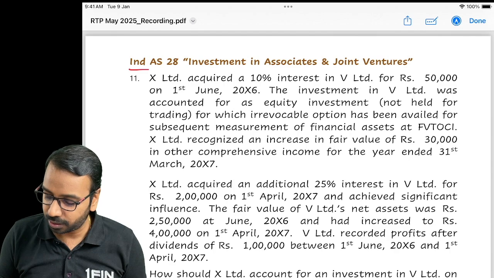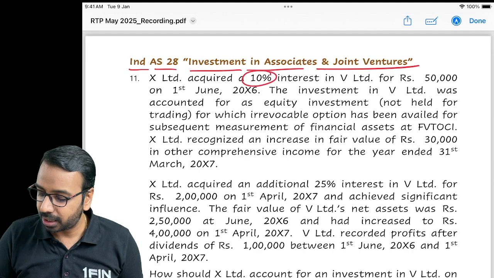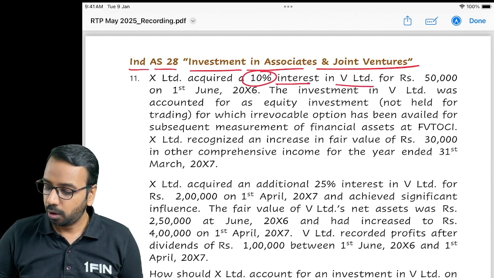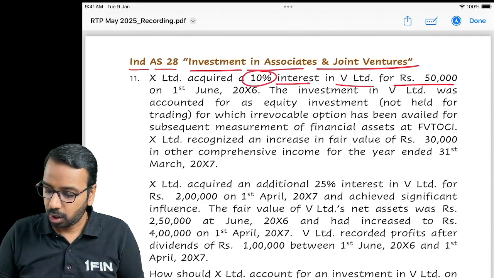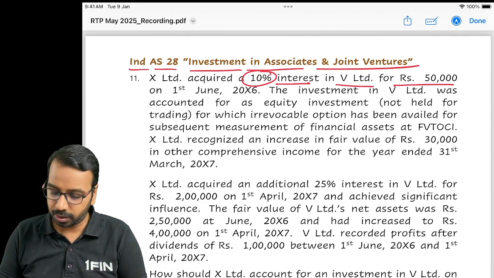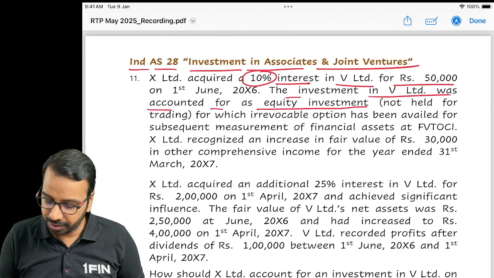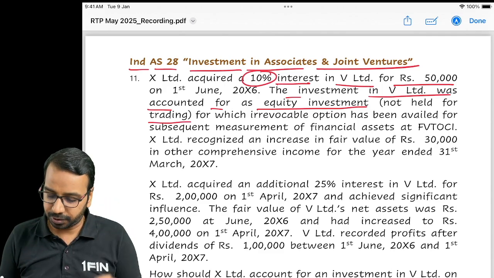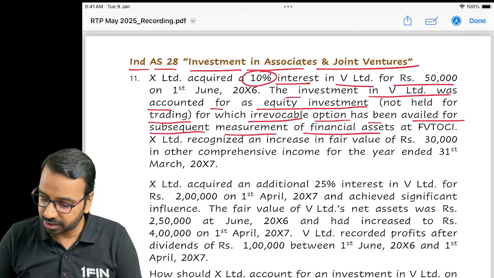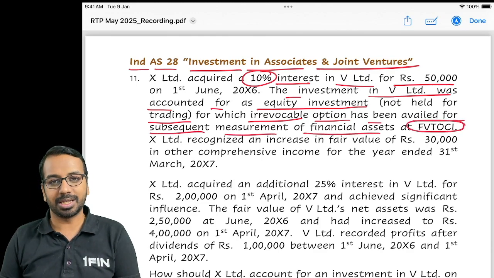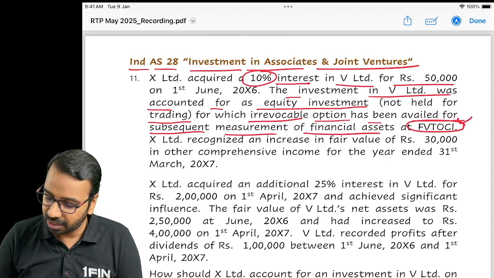The first one is on Ind AS 28, investment in associates and joint ventures. X Limited acquired a 10% interest in Y Limited for rupees 50,000 on 1st of June of 2006, or year 6. The investment in Y Limited was accounted for as an equity investment not held for trading, for which an irrevocable option has been availed for subsequent measurement of the financial asset at fair value through other comprehensive income. So they have classified it as not held for trading, and the option that they have used is FVTOCI.